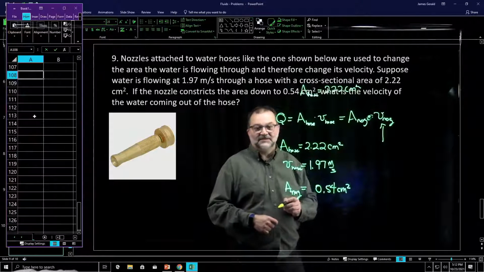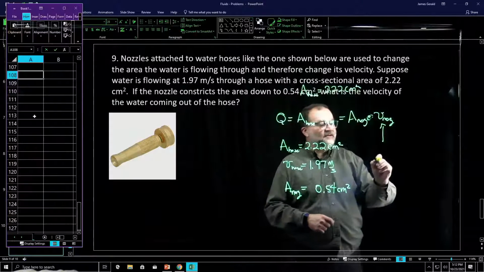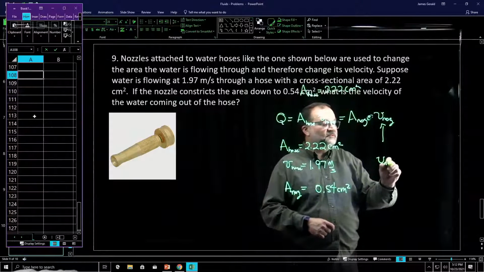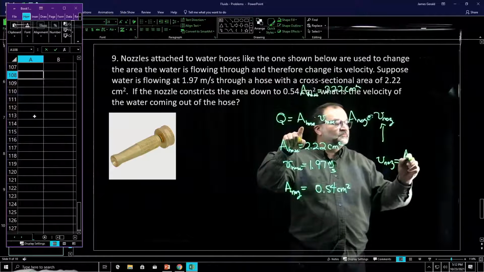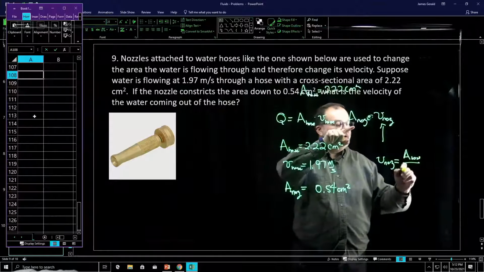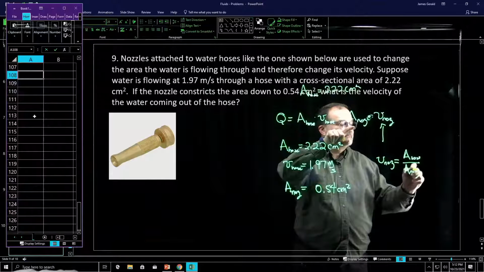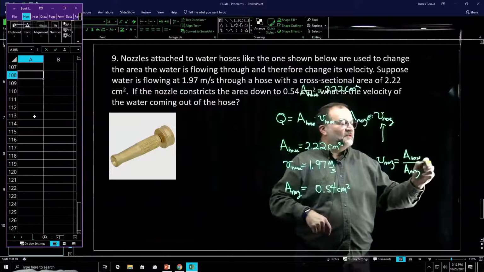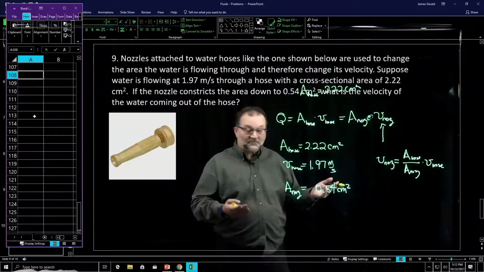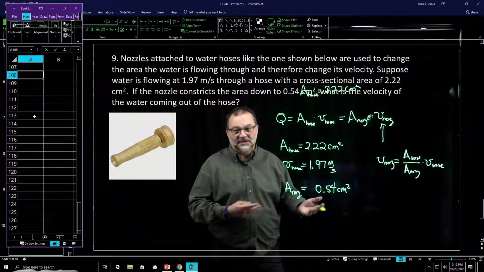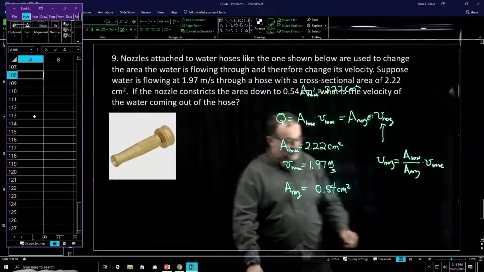We need the velocity in the nozzle. What is that? Velocity in the nozzle is just going to be area in the hose divided by area in the nozzle times the velocity in the hose. There you go. That's the equation we have to do in Excel. So let's head to Excel.